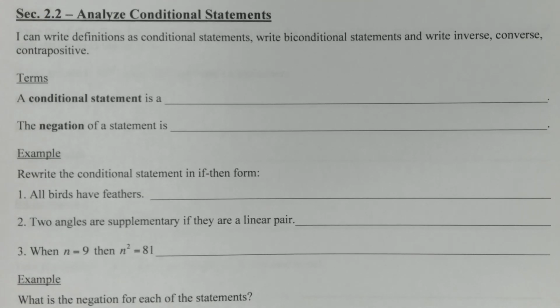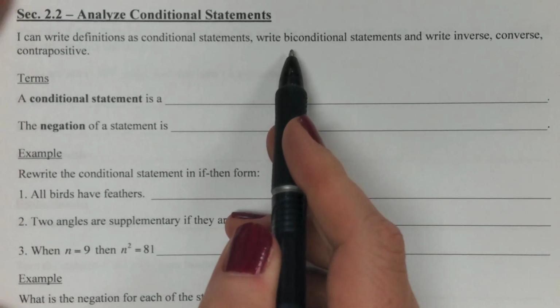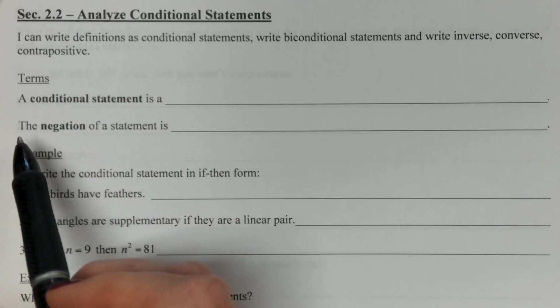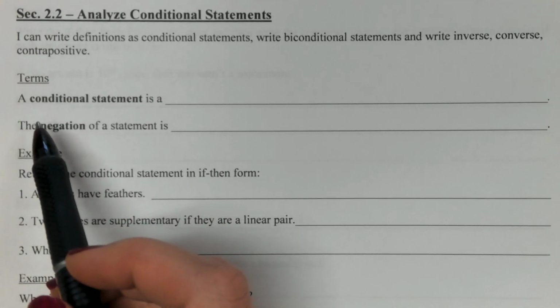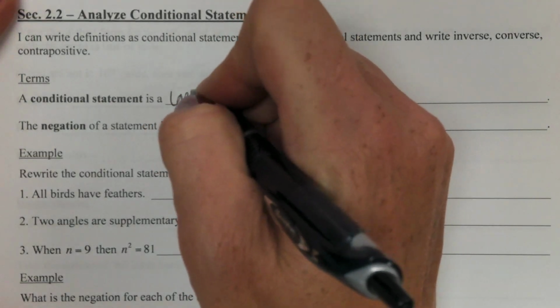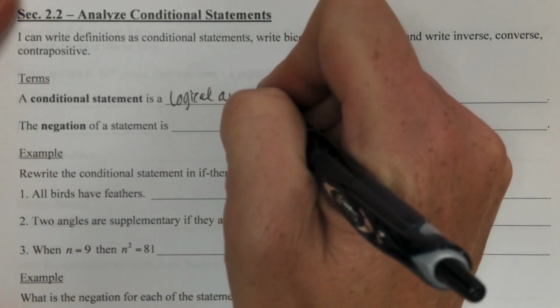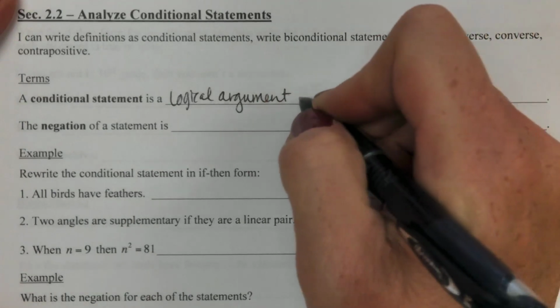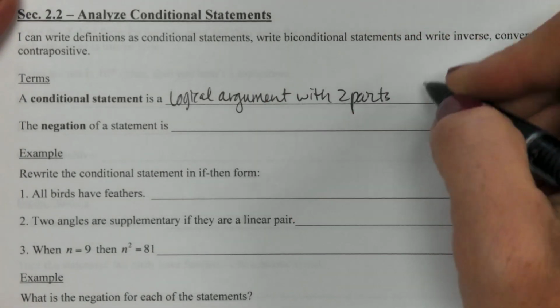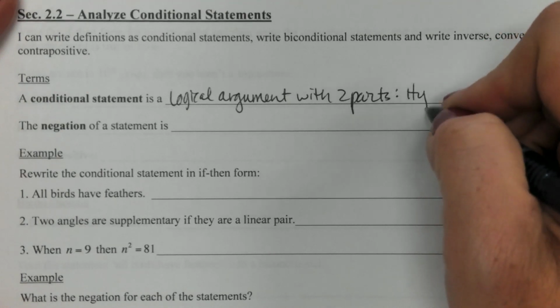So I can write definitions as conditional statements. We're going to write some biconditionals today, and we're going to do some things called inverse, converse, and contrapositive. So first up, a conditional statement is just a logical argument with two parts. You have a hypothesis and a conclusion.